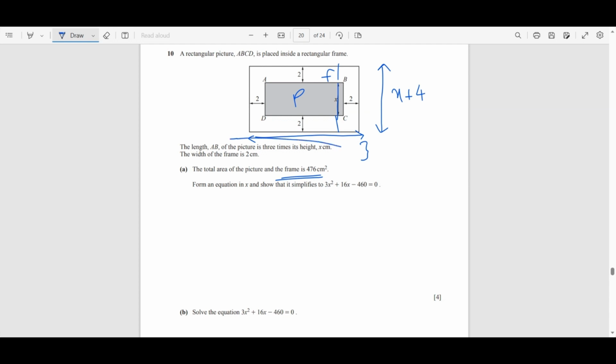This information says that the length AB is 3 times its height. So this is 3 times x, right? So this whole length from here to here is going to be 3x plus 2 plus 2, so this is going to be 3x plus 4. So 3x plus 4 times x plus 4 is the area, which is given as 476.